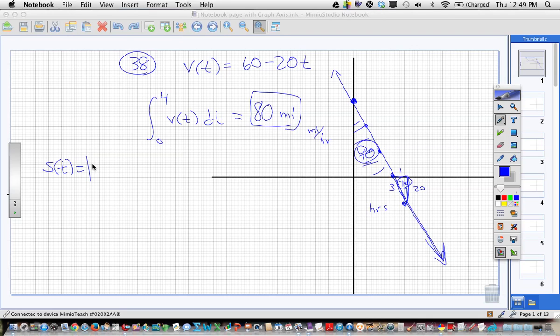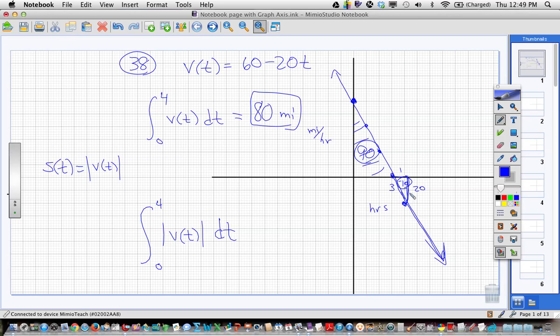All right, so the absolute value of velocity is the speed. And so now if we do the integral of the absolute value of velocity from 0 to 4, what does that do to the graph? It flips it up. So this part is actually going to flip up like so. So now the area is actually positive 10. And so now 90 plus 10 is 100 miles. That is the total distance traveled. So that's how we get those two distance answers.